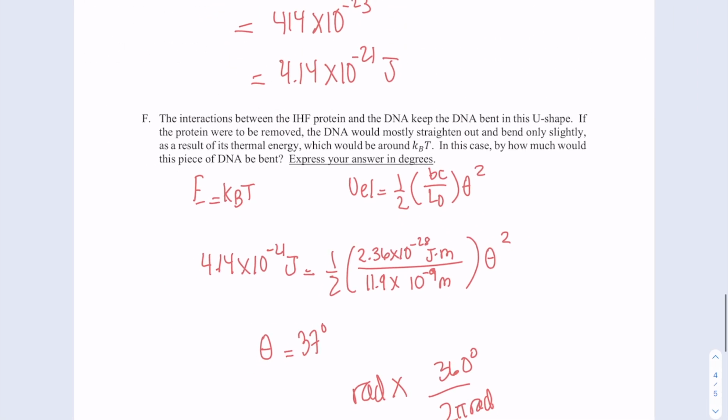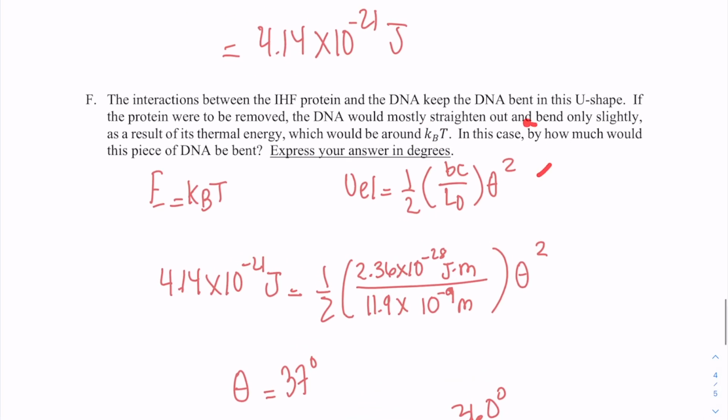So the reason why E and UEL are equal to each other again is because the elastic potential energy here is also defined as the energy of bending. And so if this is the amount of energy that they require us to keep that DNA bent only slightly, then E should be equal to UEL, in terms of UEL being the energy of bending. And the energy of bending they defined as kBT.